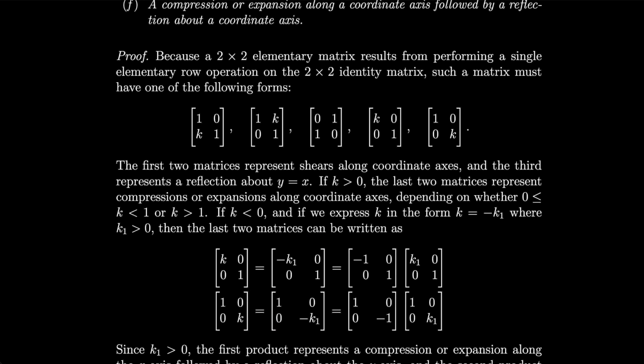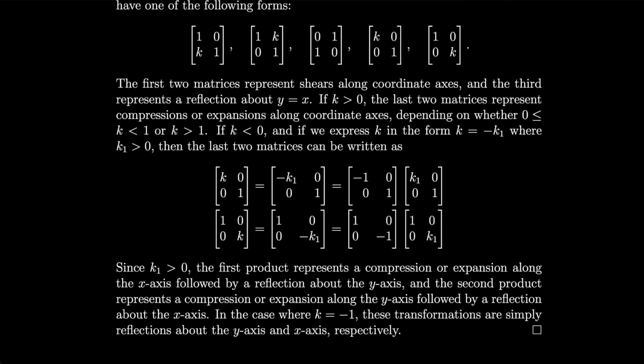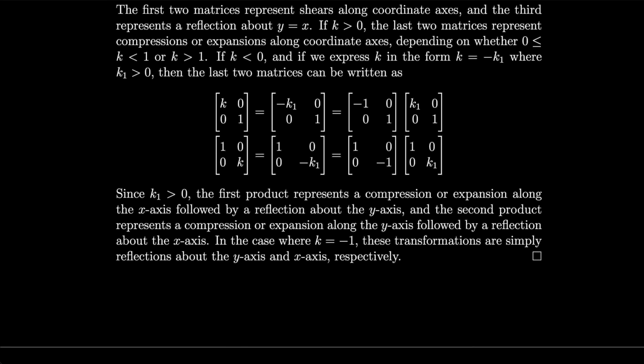We just take k, rewrite it as minus k1, and then you can separate off that minus and you can see what's happening. It's really just a product representing a compression or expansion along the x-axis followed by a reflection about the y-axis. The second one represents compression or expansion along the y-axis followed by a reflection about the x-axis. In the case where k is negative 1, these transformations are simply reflections about the y-axis or x-axis.